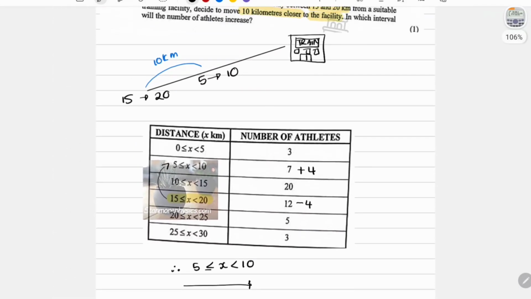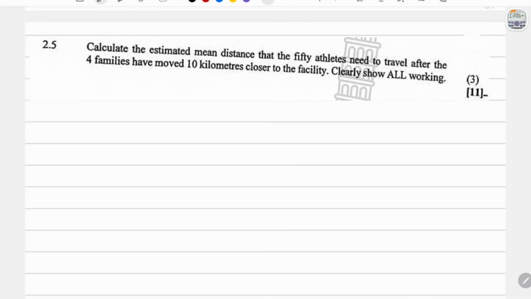Moving on to the last question in question 2. So 2.5 says calculate the estimated mean distance that the 50 athletes need to travel after the 4 families have moved 10 kilometers closer to the facility. Clearly show all working. So they're really just asking us to calculate the estimated mean, but this is after those 4 families have moved.